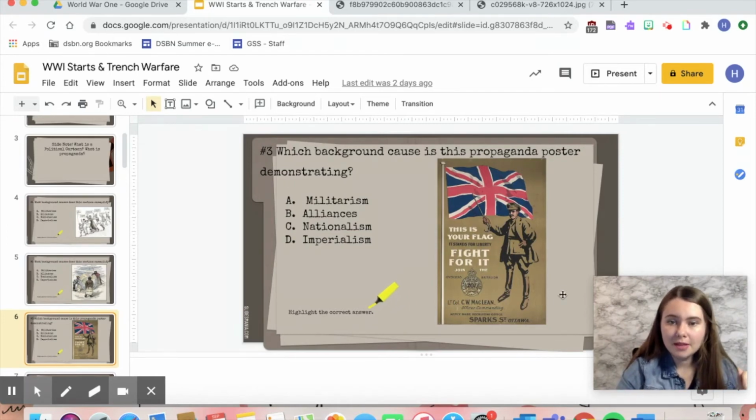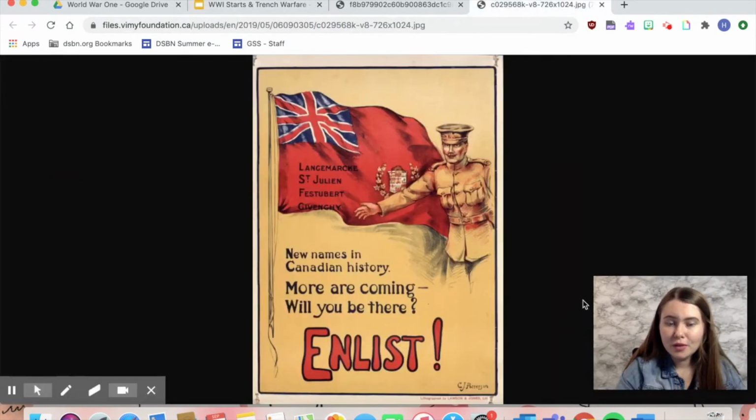I'm not going to examine this propaganda poster exactly. We're going to examine another one like it. So here we have one, and when we look at a propaganda poster, the first thing you want to do is definitely read through it. Look at the words. For this one, "Enlist" is big, bold, red. It stands out against the yellow backdrop. We have some locations within France, and then it says, "New names in Canadian history, more are coming. Will you be there? Enlist." So we know automatically this is an enlistment poster, and they're trying to convince people to enlist.